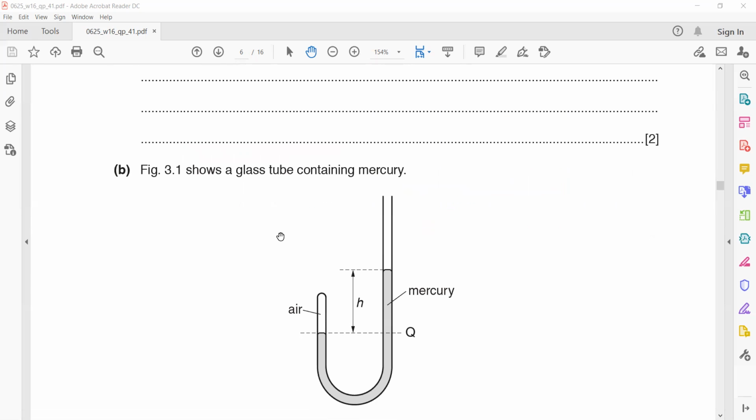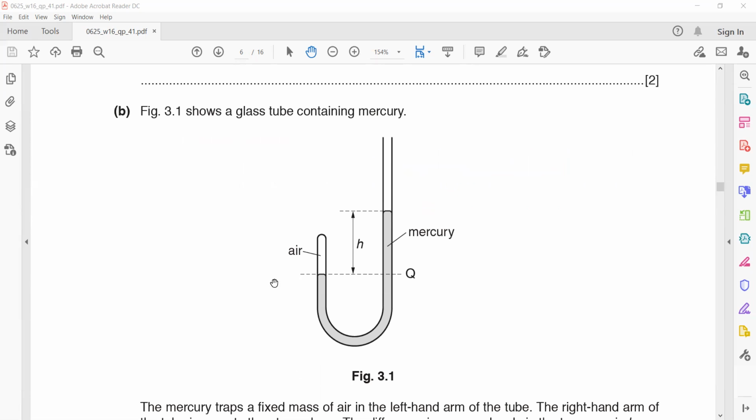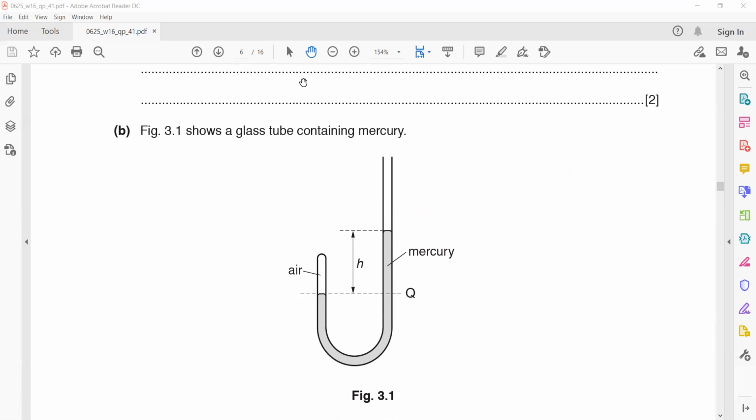In the next part, this is a manometer. From this figure, what we can say is that on the left hand side, the air is exerting pressure. On the right hand side, mercury is exerting pressure and the atmosphere is exerting pressure. So if I relate them by an equation: if the levels do not change anymore, it means the pressure from the right hand side is equal to the pressure from the left hand side.